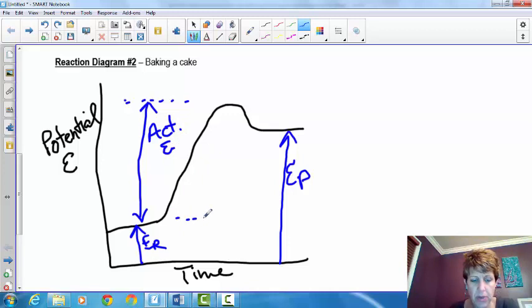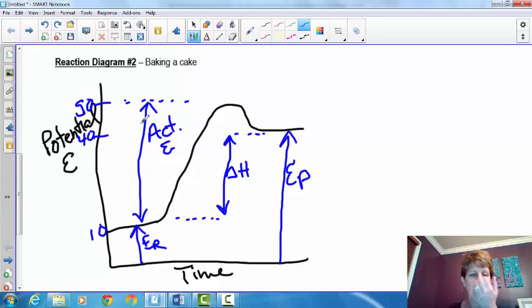And the difference between where you started and where you ended, this is the delta H. We'll give some values. We'll say this one starts at 10, and we'll say this top peak is 50, and we'll say this one across right here is 40, just to keep our numbers nice and simple. So that means the energy of the reactants is 10, the energy of the products is 40. The activation energy is 50 minus 10, so that is 40. And my delta H, 40 minus 10, that's a positive 30.